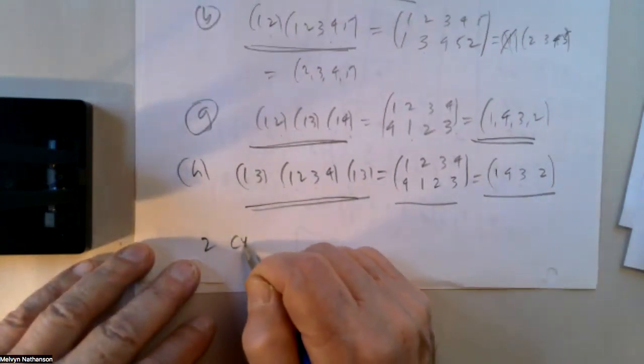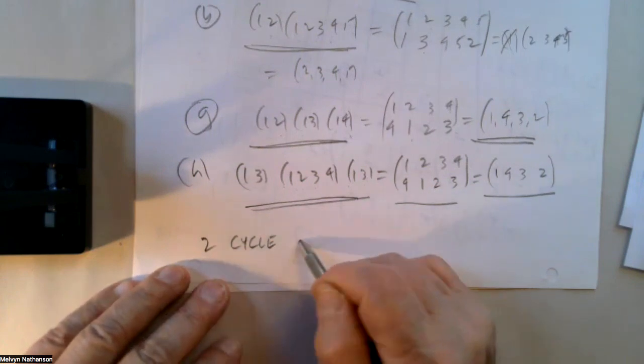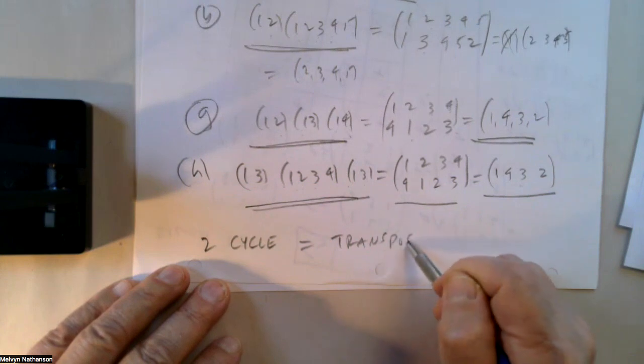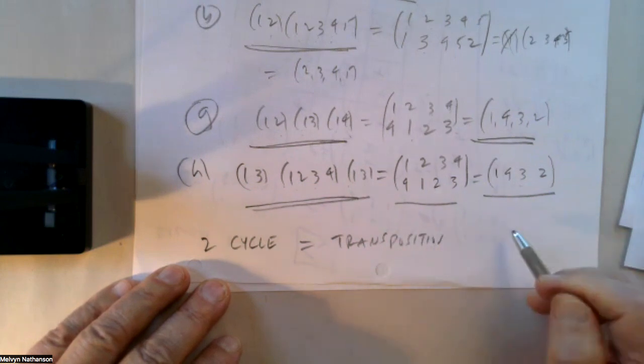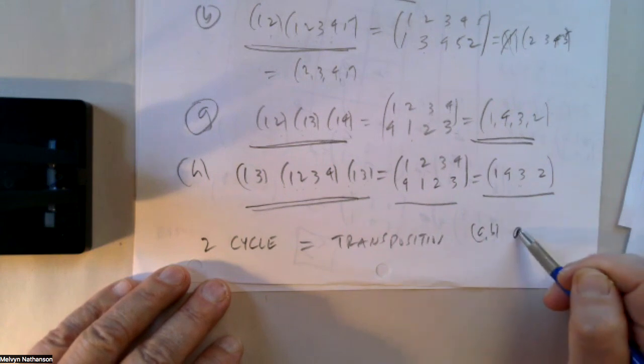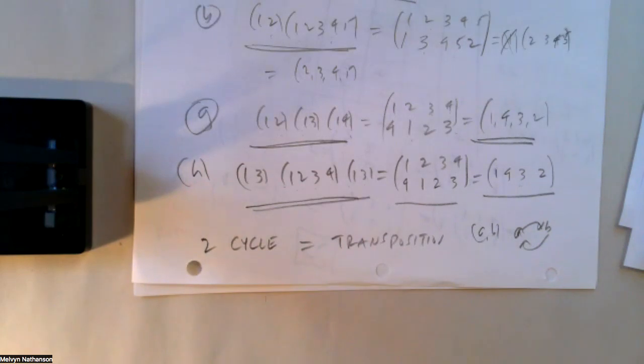And just because you'll hear this term often, a 2-cycle is sometimes called a transposition. A two-cycle AB sends A to B and B back to A. It just transposes A and B. So another name for a two-cycle in algebra is a transposition.